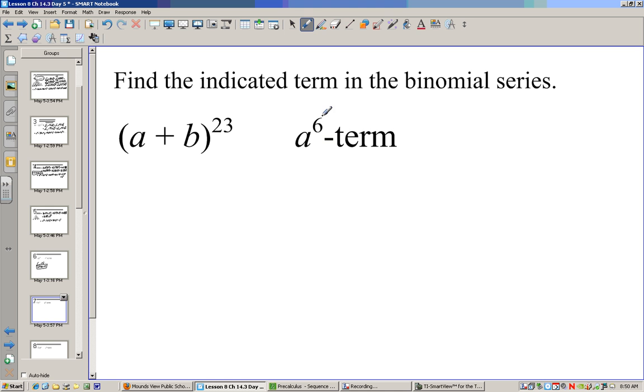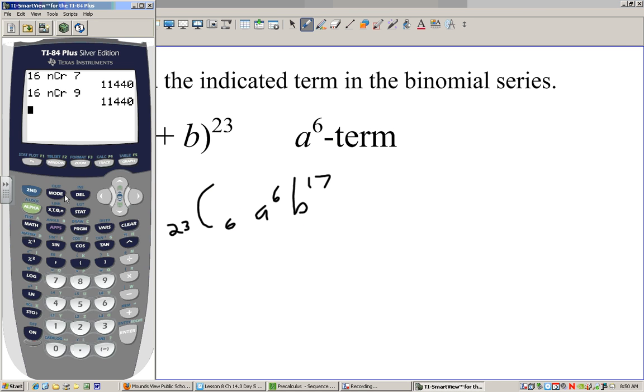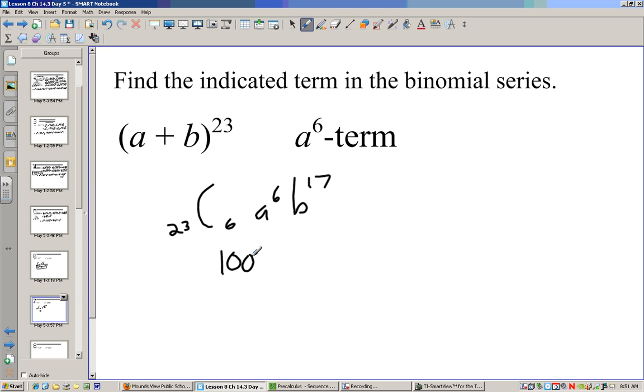Now find a to the 6th. Well, if a is to the 6th power, b has to be to the 17th, and we can do 23 choose either of those numbers. So I'll just do second enter, turn this to a 6, and turn these to a 23. So 100,947 a to the 6th, b to the 17th.